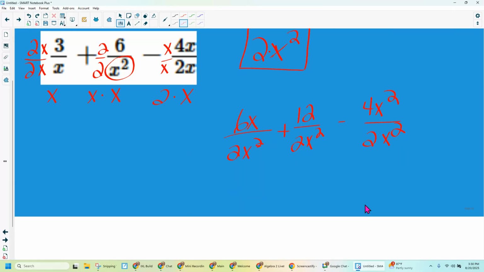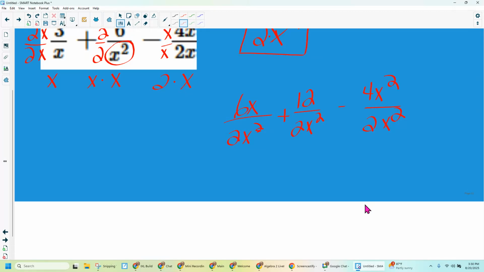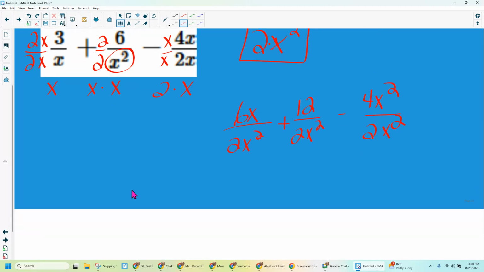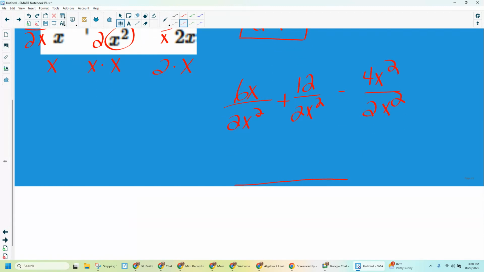Now let's put all of that together. You could do this a couple ways. I could simplify each individual one first, or I could add them all first. Let's do it that way, because if I simplify them, then I'm kind of back where I started from, aren't I? I would be back to 3x if I took out the 2x that they have in common. That just defeats the purpose. So put it all over 2x squared: 6x plus 12 minus 4x squared. Alrighty.